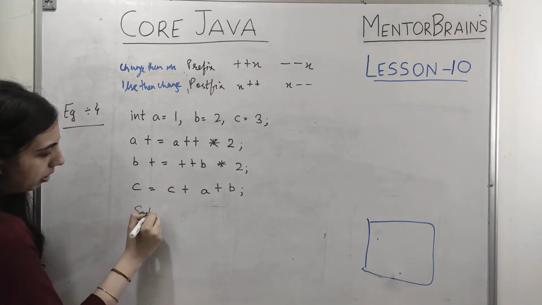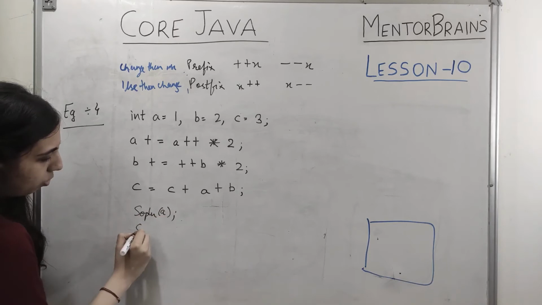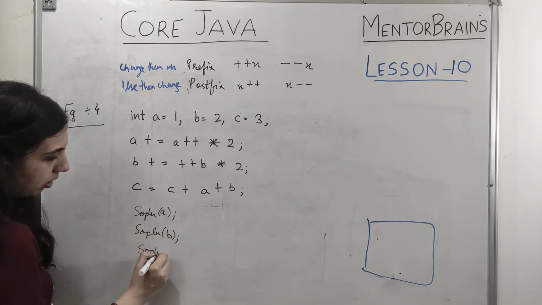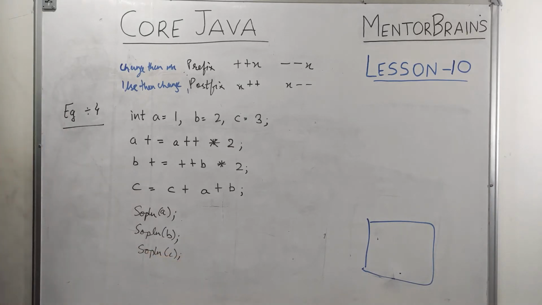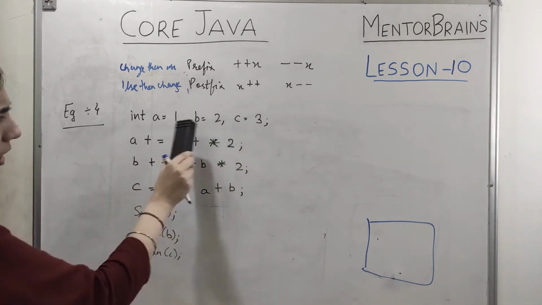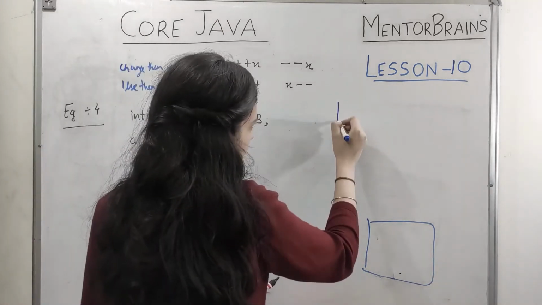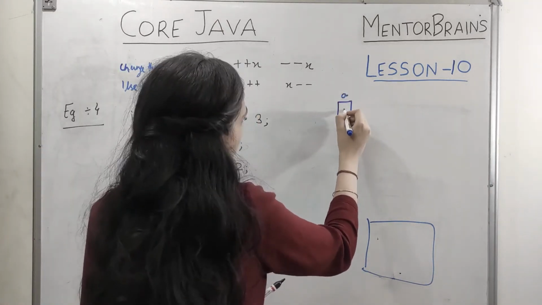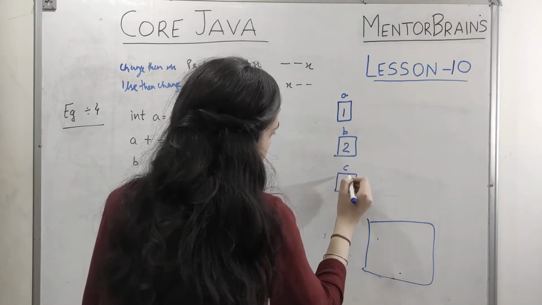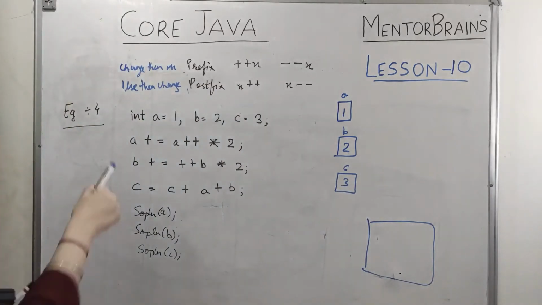Now I will print SOPLN A, SOPLN B, SOPLN C. Okay, so I'll execute all the statements one by one and we'll see the result. So the first statement, int A equal to 1, B equal to 2, C equal to 3, assigns the values of A, B, C as 1, 2, 3 respectively. So A will be having value 1, B will be having value 2 and C will be having value 3 initially as this is executed.